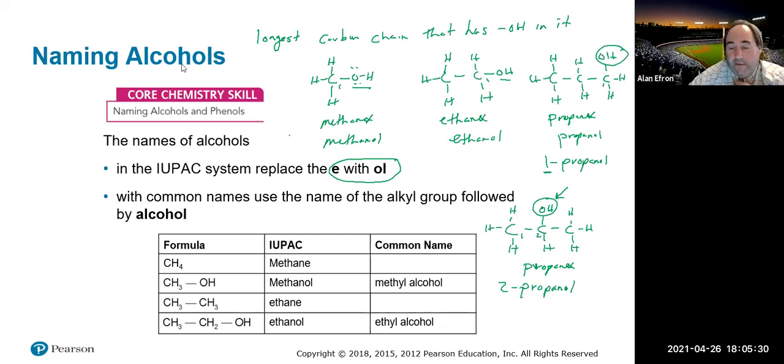So if there were some other groups attached, we would number those accordingly. If we had a bromine or something else attached, it would be numbered just like everybody else's. Any questions on that there?